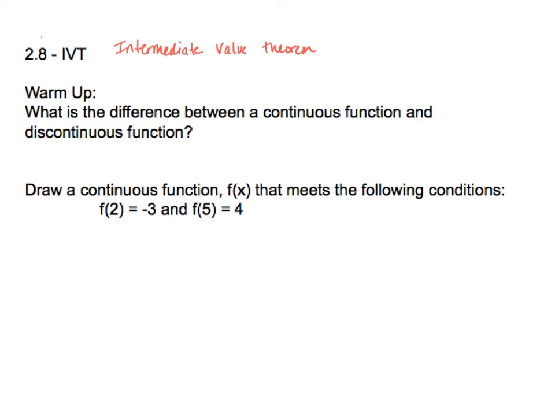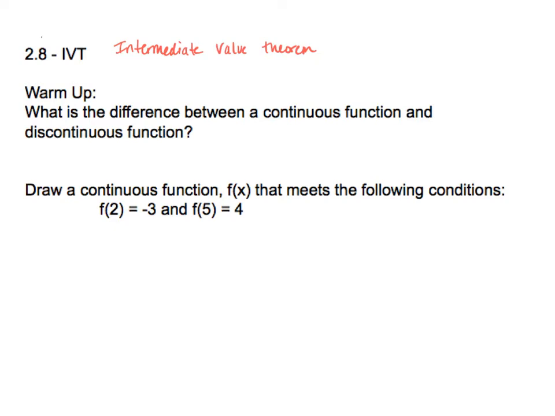There's lots of ways to talk about it, right? One way I'm just going to simply say is that a continuous function flows through the graph with no stops, right? There's no breaks, there's no gaps, there's no jumps, there's no asymptotes, none of that stuff. So draw a continuous function that meets the following conditions.